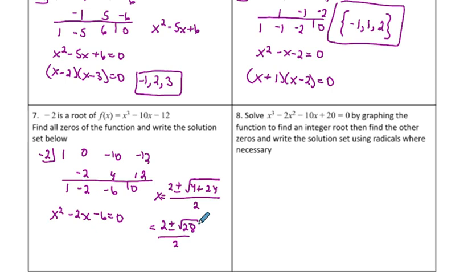So we can write this as 2 plus or minus 2 square root 7 divided by 2, which equals 1 plus or minus the square root of 7. So our solution set, we have negative 2, and then 1 plus or minus the square root of 7.